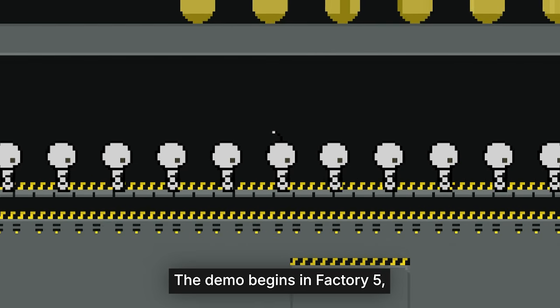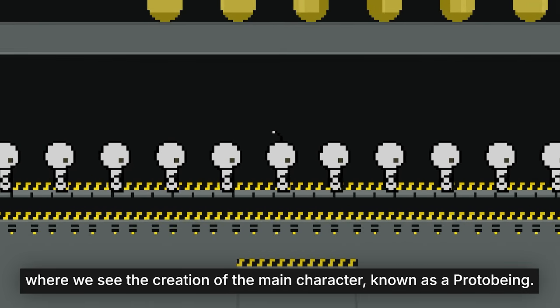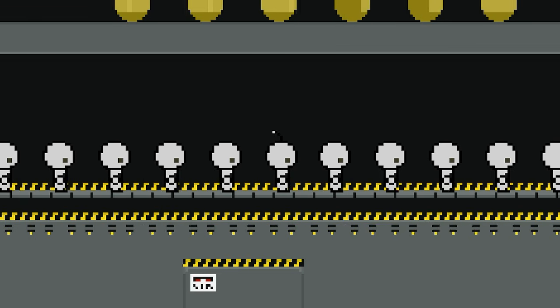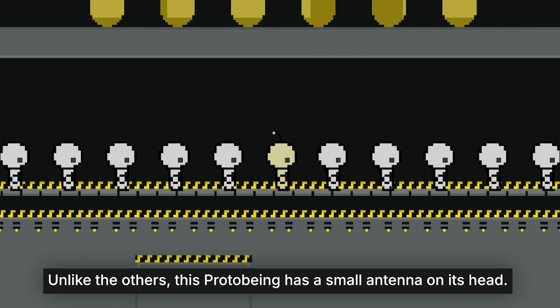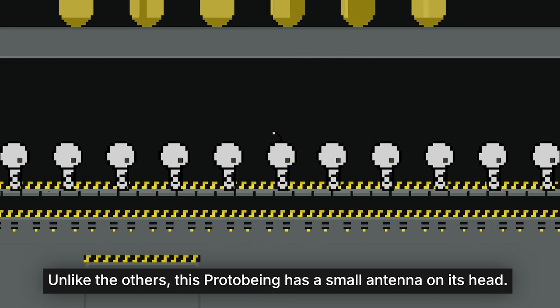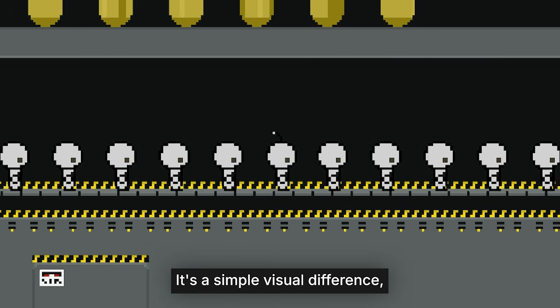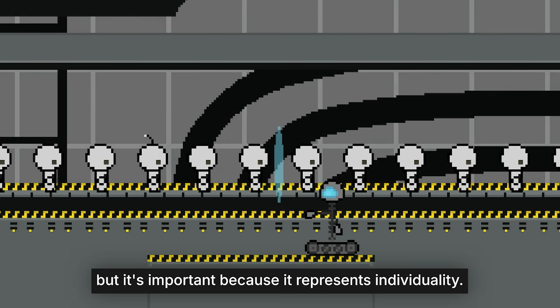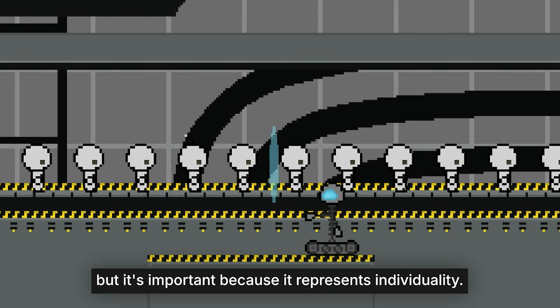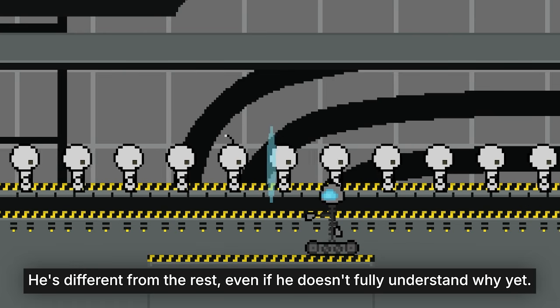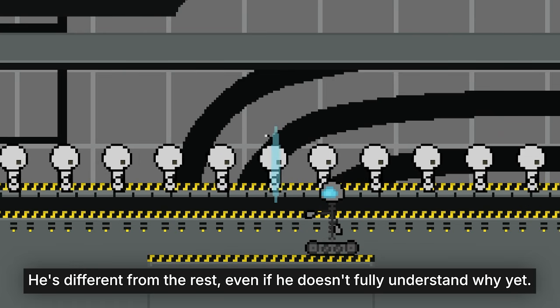The demo begins in Factory 5, where we see the creation of the main character, known as a proto-being. Unlike the others, this proto-being has a small antenna on its head. It is a simple visual difference, but it is important because it represents individuality. He's different from the rest even if he doesn't fully understand why yet.